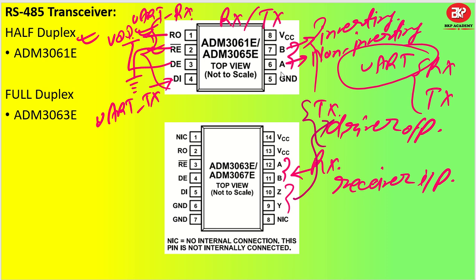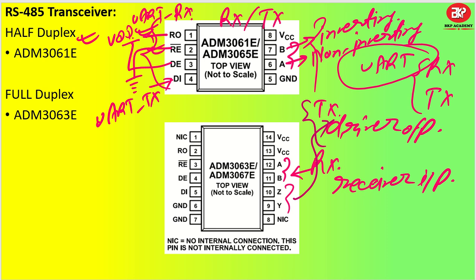In the half duplex case, AB was working as both input and output. However, in the full duplex case, AB is acting as receiver input and YZ is acting as driver output. And remember, in YZ, Y is the non-inverting driver output and Z is the inverting driver output. Now in AB, A is the non-inverting receiver input and B is the inverting receiver input. Now what inverting and non-inverting mean, that we have to understand.